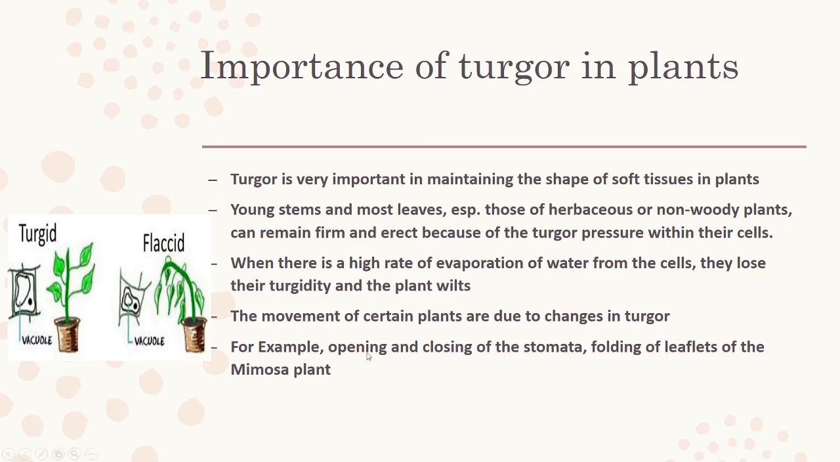Unlike a plant which is flaccid, which will start to wilt, as people say, because of the enlarged vacuole, it will stay firm. When there is a high rate of evaporation of water from the cells, they lose their turgidity and the plant wilts when it is flaccid. The movement of certain plants is due to changes in turgor pressure. For example, opening and closing of the stomata, which we will also learn in the chapter on nutrition in plants, and folding of leaflets of the mimosa plant, which is also due to turgor pressure.